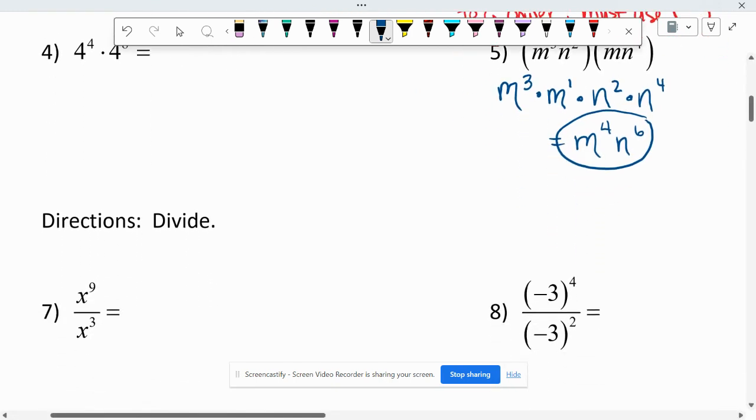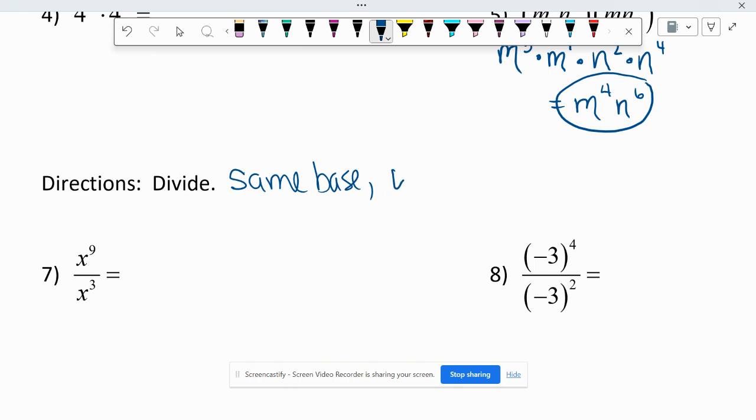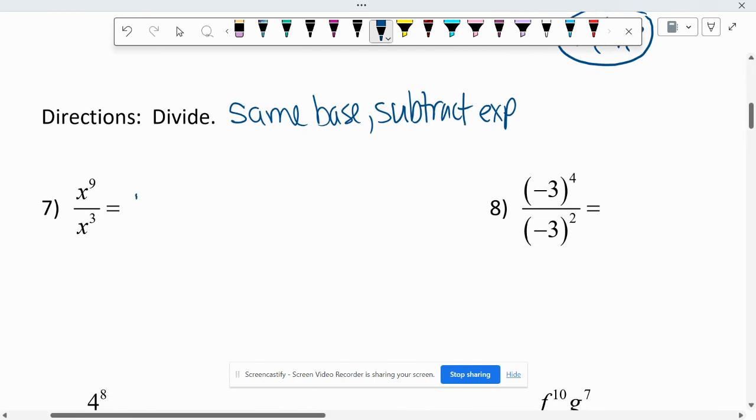So let's talk about dividing. What happens when you divide? Yeah, if you have the same base, you're going to subtract the exponents. Okay, so example number 7. What's that become? What does 9 take away 3? So x to the 6th power.